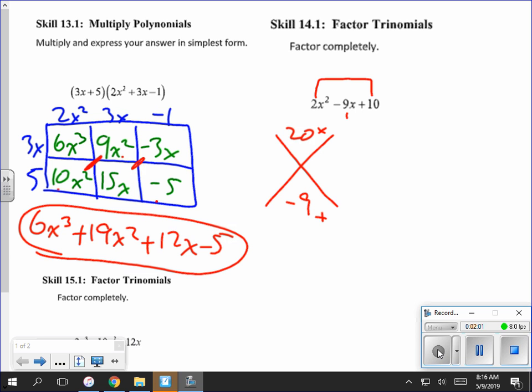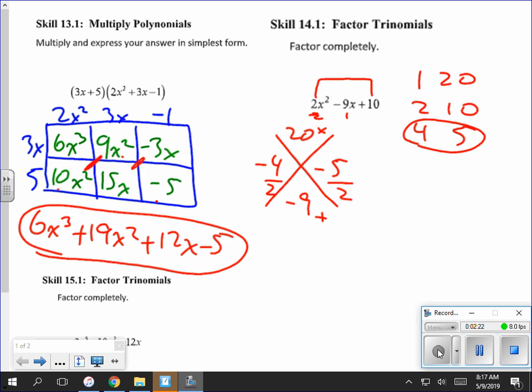That's fine. So my options are 1 and 20. Nope. 2 and 10. Nope. And 4 and 5. And 4 times 5 gives me 20, and 4 plus 5 gives me 9. So I have negative 4, negative 5. Now because I have a 2 in the front here, I divide both of those by 2. Negative 4 over 2 reduces to negative 2. This and this give me my factors.